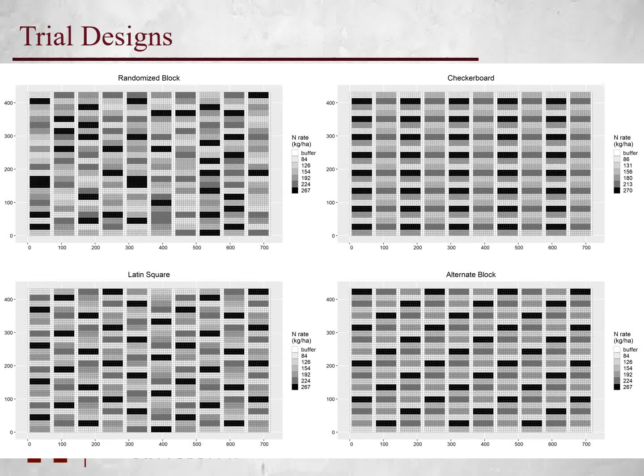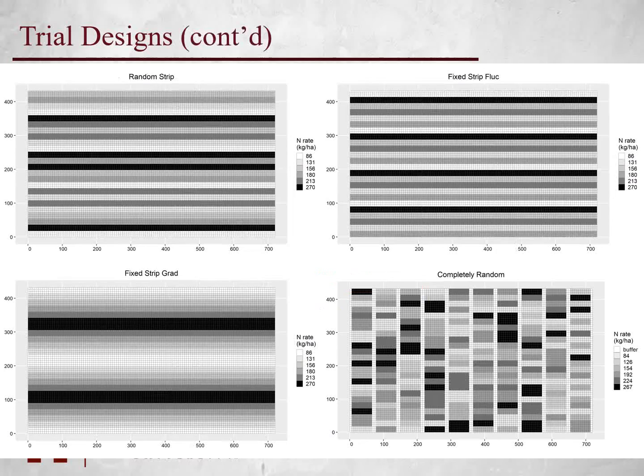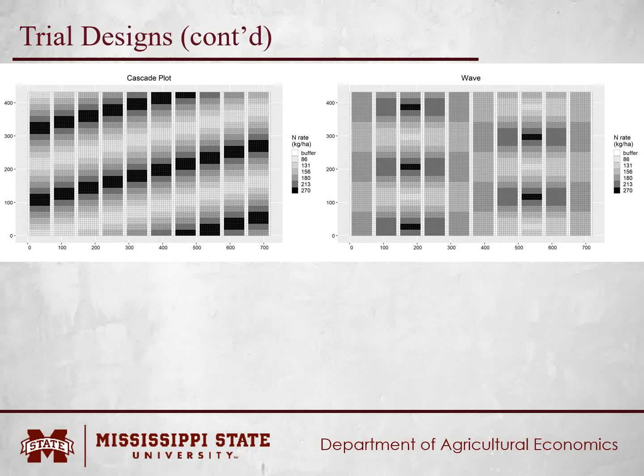We tried 10 different trial designs to implement the 6 nitrogen rates. They include randomized block, checkerboard, Latin square, and alternate block, where the high rate and low rate alternate across the field. Random strip, fixed strip with fluctuations, fixed strip with gradual changes, completely random, cascade style plots, and wave design.